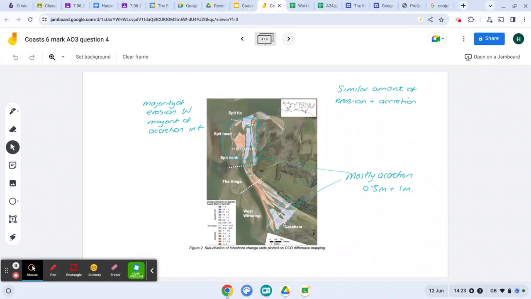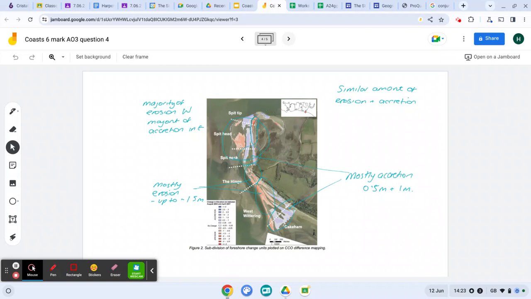Between these two areas, so around the Hinge and in West Wittering, we've got mostly erosion. These rates are up to minus 1.5 metres. So this maybe suggests that the rates of erosion here are higher or greater than the accretion found along Spitneck and Cakem. So now I've had a go at analysing the image.